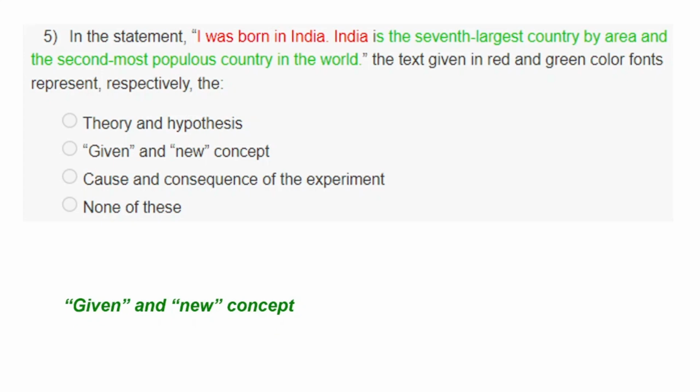I was born in India. That's a concept that I'm giving to the audience, to the reader. Then I'm building on that concept to show that I was born in India. Then I'm talking about India. That India is this, and that. So that's a new thing that I'm adding to the sentence based on whatever I've said before. That is, I was born in India. So it's an example of given a new concept.